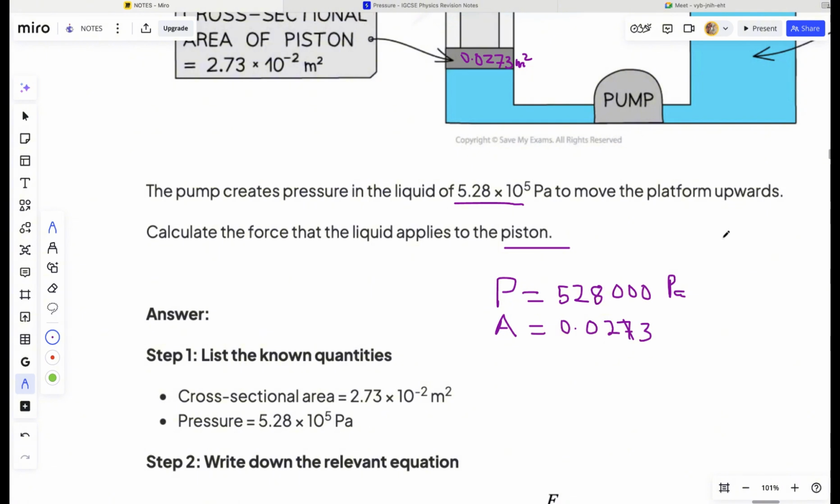Now we're going to make force the subject. Here, pressure is force over area. So we're going to make the force the subject of the formula. To do that, we have to cross multiply these two. So force is technically pressure times area. Once we know this, we substitute, and then we can calculate our force.